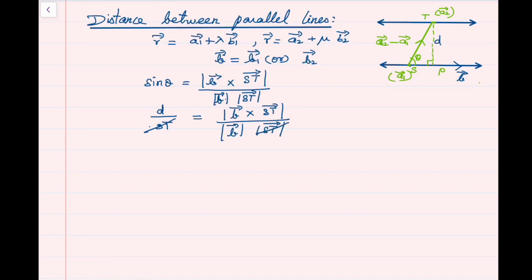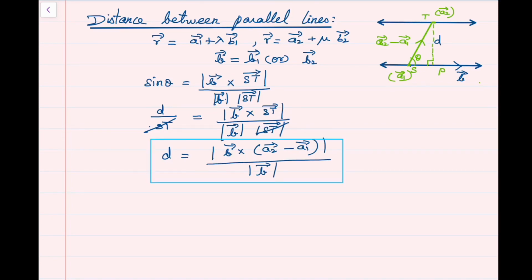Now the magnitude of ST can be cancelled on both sides. Therefore, D is equal to the magnitude of vector B cross vector ST, where ST is A2 minus A1, divided by the magnitude of vector B. And this is the formula to find the distance between two parallel lines. Be thorough with all these formulae. Let us start Exercise 11.2.